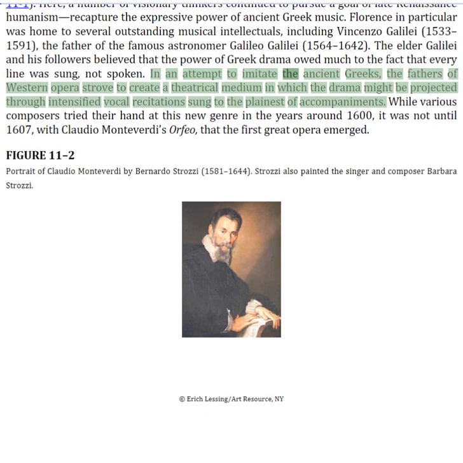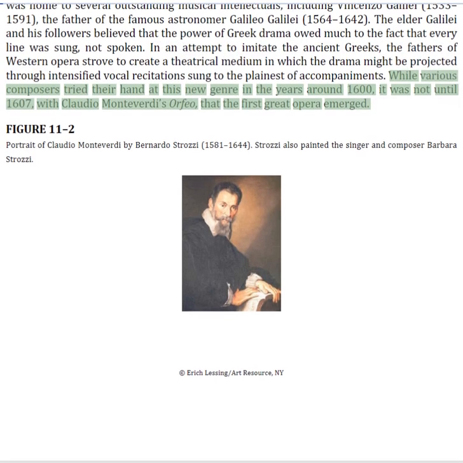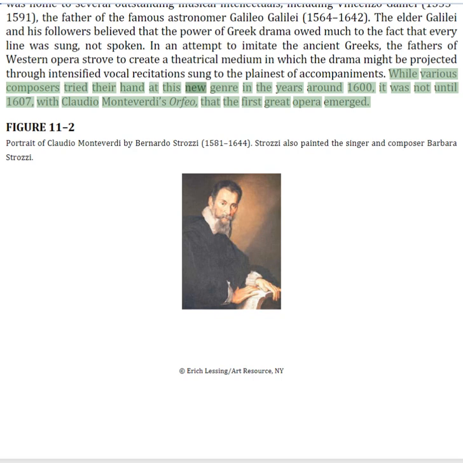In an attempt to imitate the ancient Greeks, the fathers of Western opera strove to create a theatrical medium in which the drama might be projected through intensified vocal recitations sung to the plainest of accompaniments. While various composers tried their hand at this new genre in the years around 1600, it was not until 1607, with Claudio Monteverdi's Orfeo, that the first great opera emerged.